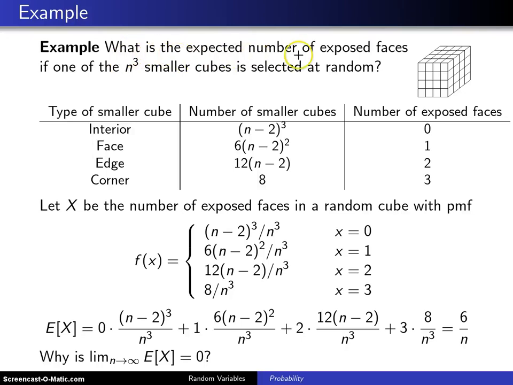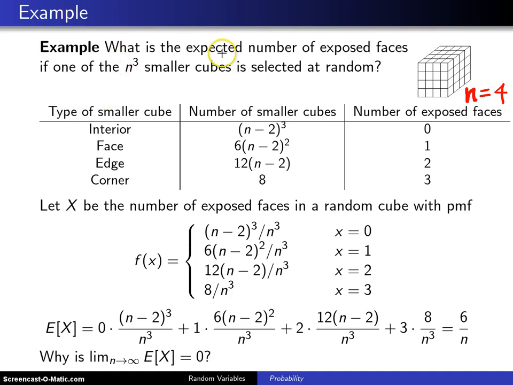What is the expected number of exposed faces if one of the n cubed smaller cubes is selected at random? Now n is some positive integer, and off to the left here you can see we have a 4 by 4 by 4 set of these little cubes all put together. So this is the case of n equals 4. A familiar case is n equals 3. That is one of those Rubik's cubes that you might have seen in the past.